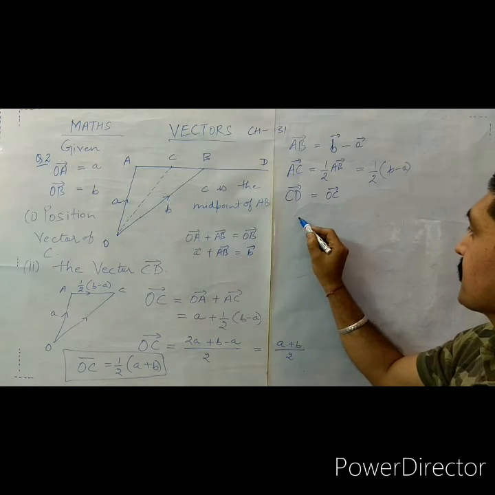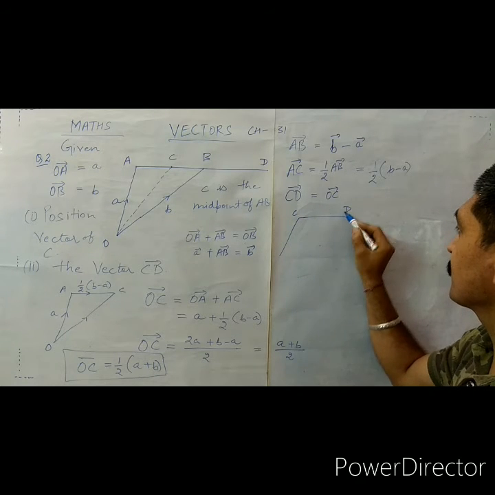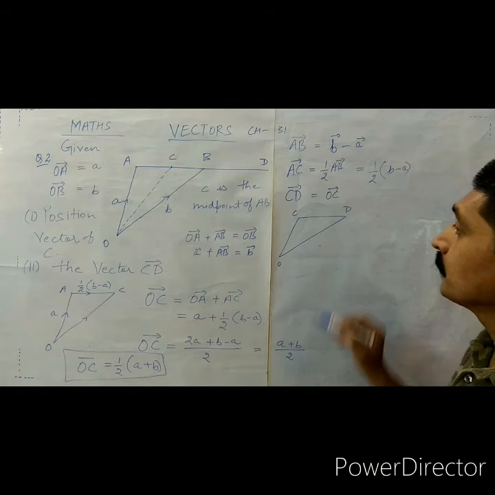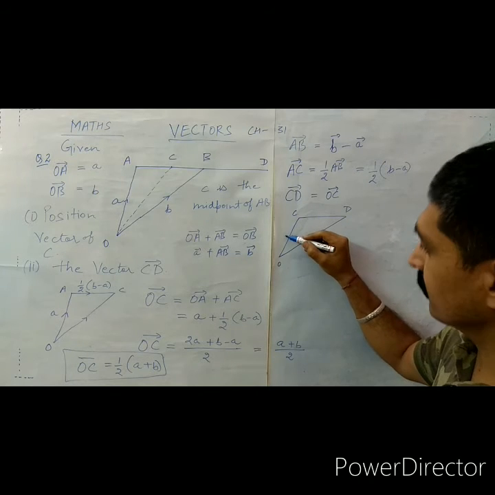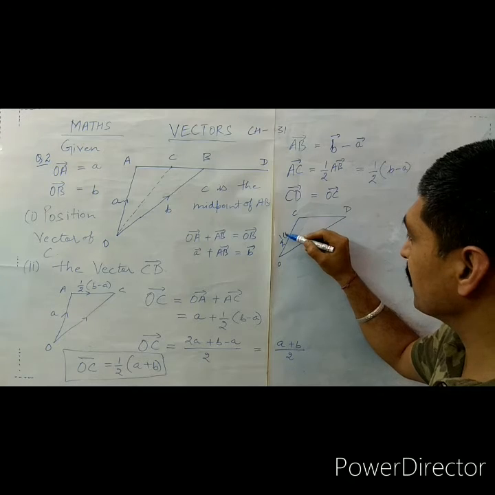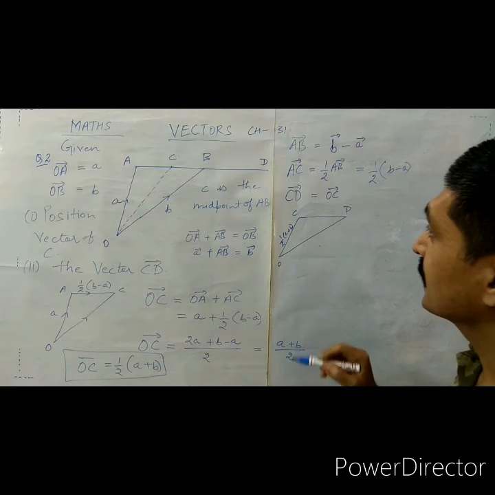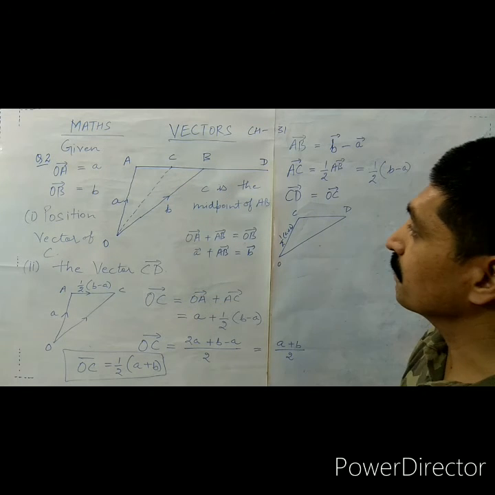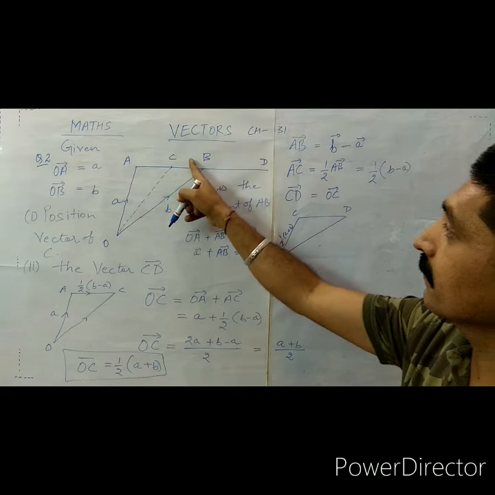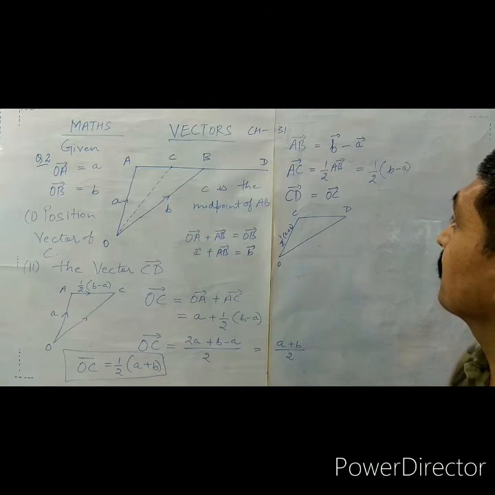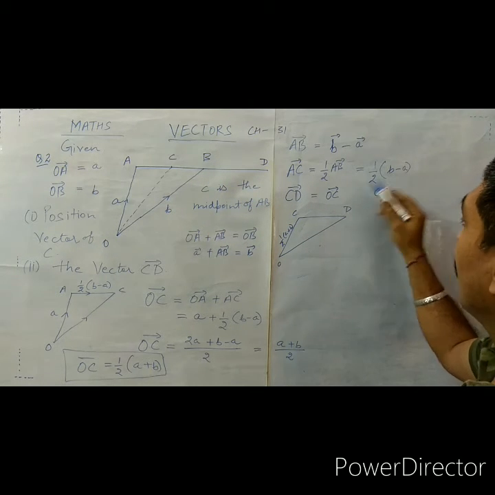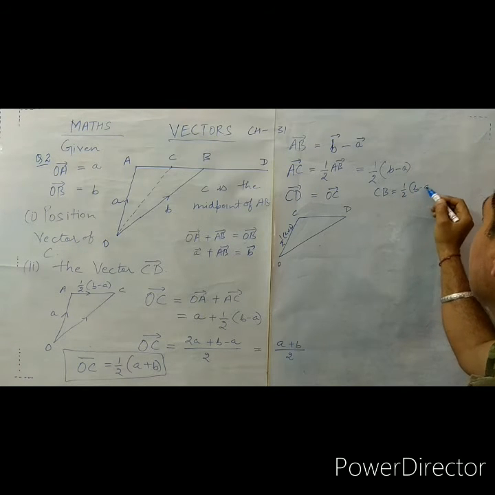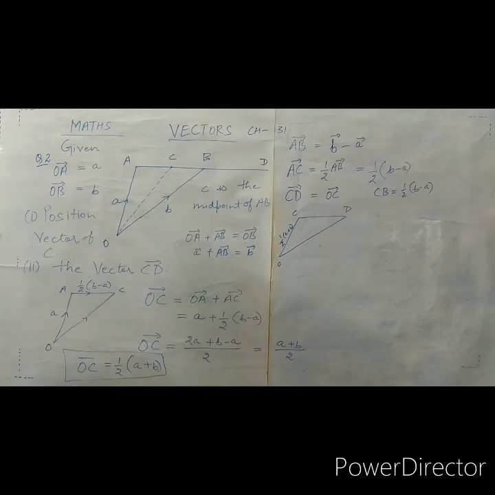Let's draw a triangle. It will be easy for us. This is point C, this is point D, and this is the point O. Now we have to find OD also, and already OC is half of A plus B. And CB, we know, is half of AB, that is half of B minus A vector. So to find C to D vector, we have two ways.